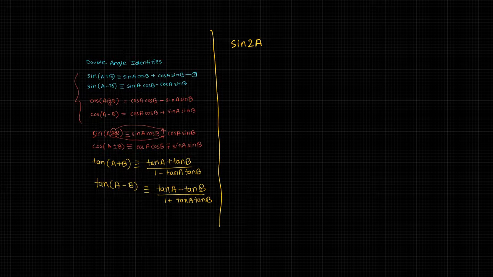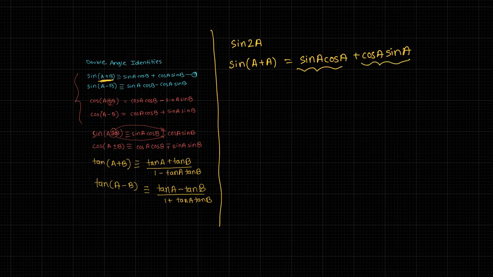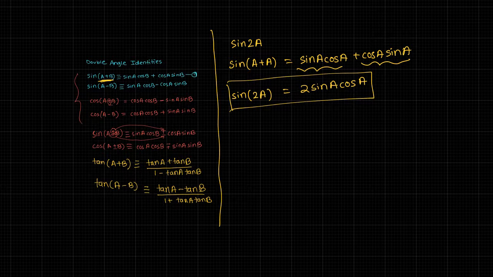Now you can write sine 2a as sine a plus a, right? And by using this identity, we can say that this is going to be sine a cos a plus cos a sine a. And as both of these terms are equal, you can write this as 2 sine a cos a. So hence finally we can conclude that sine a plus a, which is sine 2a, is going to be equal to this identity. And if you do the same thing for cos 2a, let's just do it.